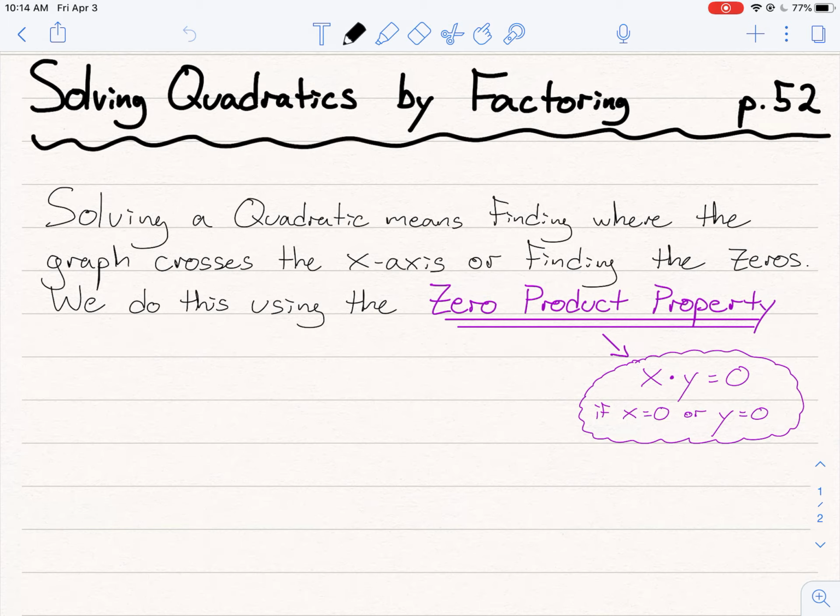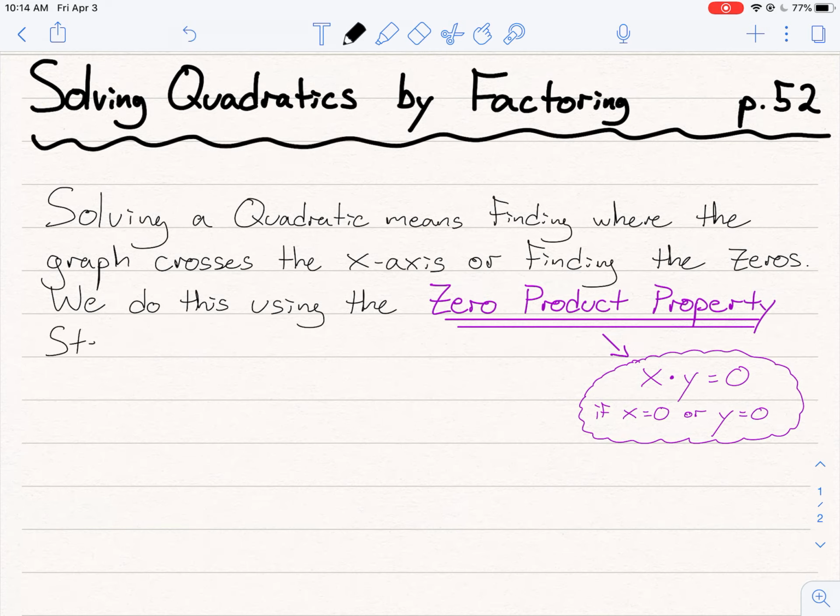And off to the side here, I wrote this little note that the zero product property means that if you have two numbers, let's say I'm going to call them x and y, if they multiply together and equal 0, that means at least one or both of them has to equal 0. So if x times y equals 0, that works if x is equal to 0 or y is equal to 0.